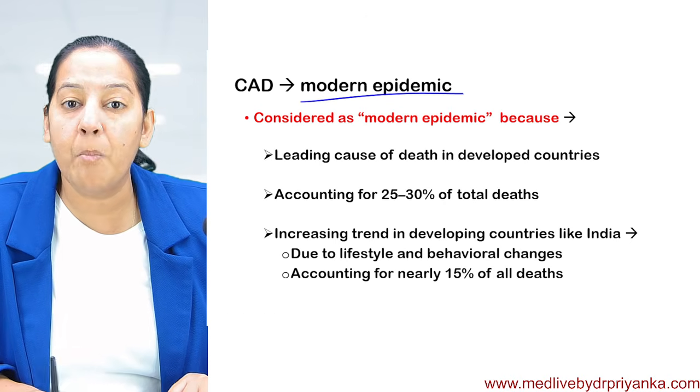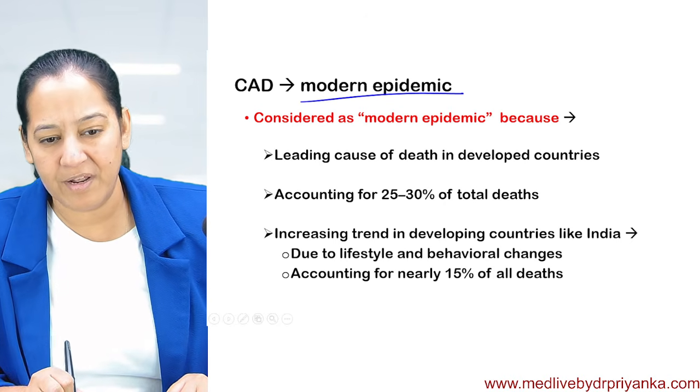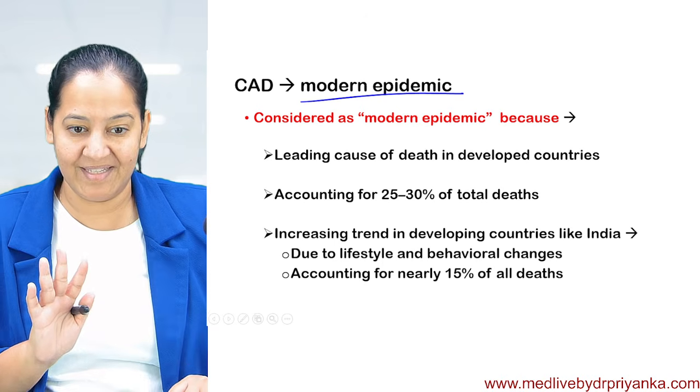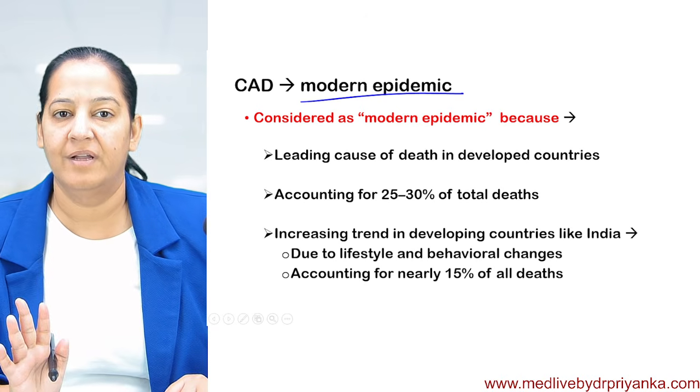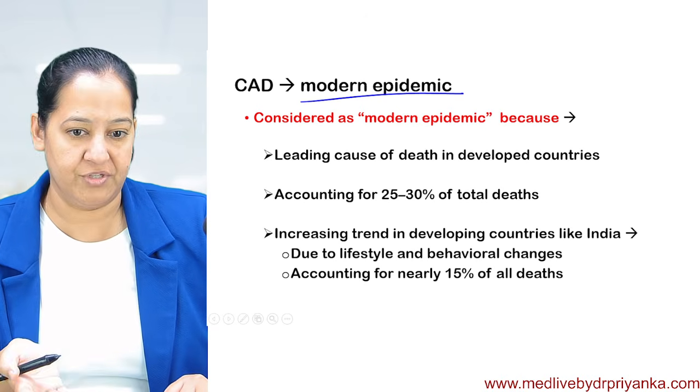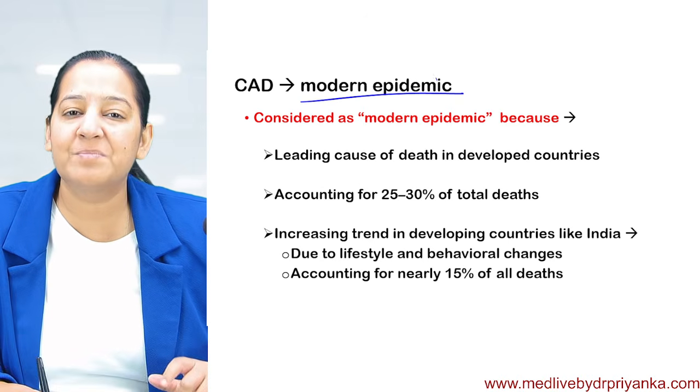Okay, CAD is known as modern epidemic nowadays. Why is it known as modern epidemic? I guess you got the introduction of why CAD is happening. It is due to obstruction of the coronary. Okay, who is doing the obstruction? I will tell you in pathogenesis. First, you understand why CAD is known as modern epidemic.